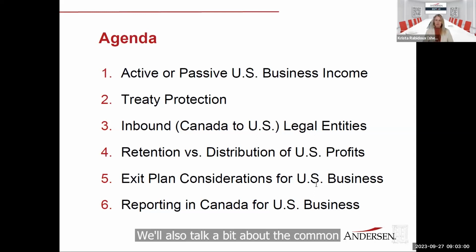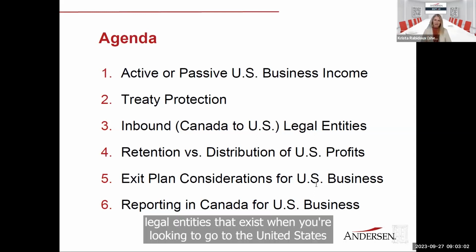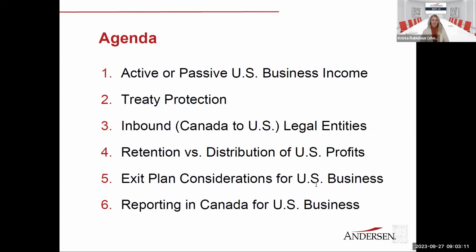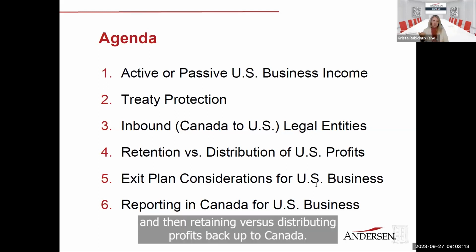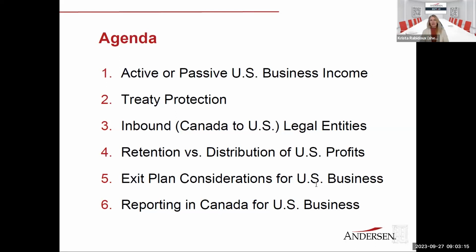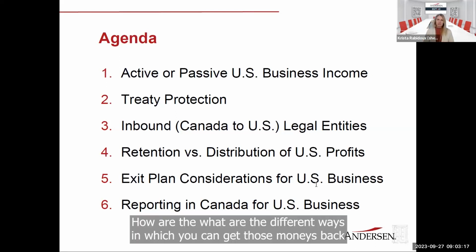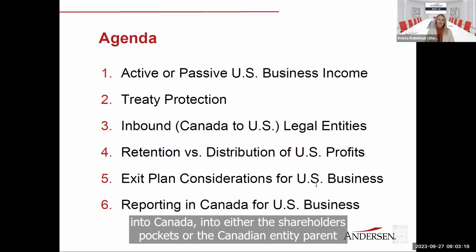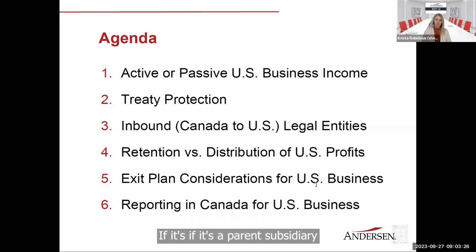We'll also talk a bit about the common legal entities that exist when you're looking to go to the United States, and which ones are good to use and which ones not so good to use. And then retaining versus distributing profits back up to Canada. What are the different ways in which you can get those monies back into Canada, into either the shareholders' pockets or the Canadian entity parent, if it's a parent-subsidiary setup that you have for structure.